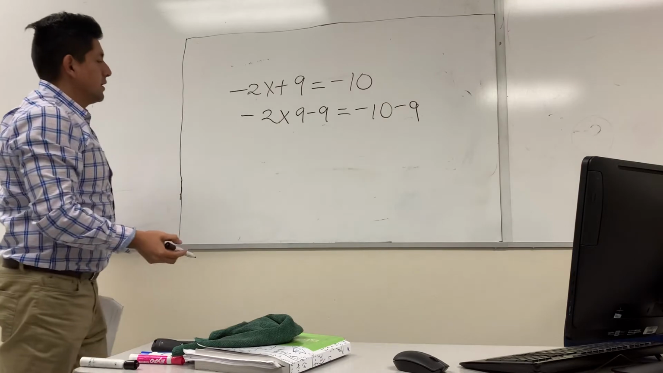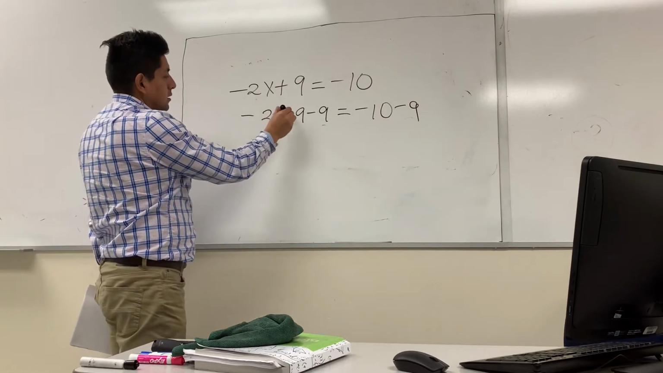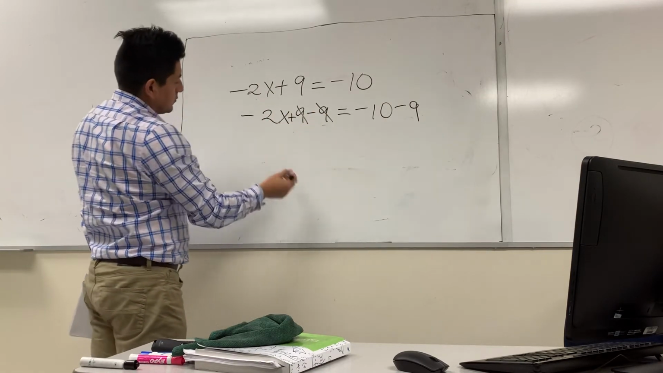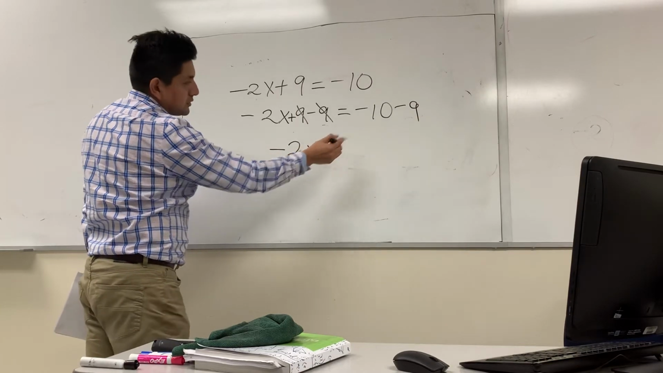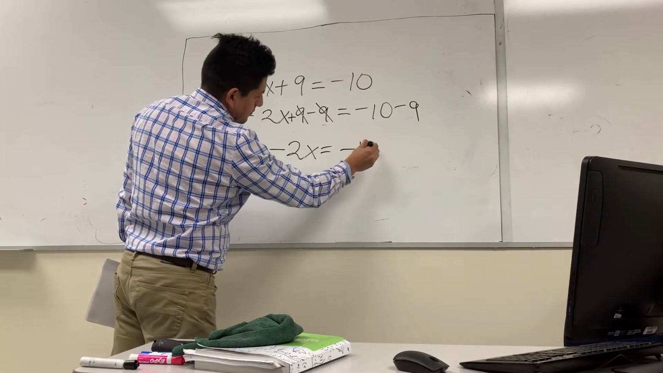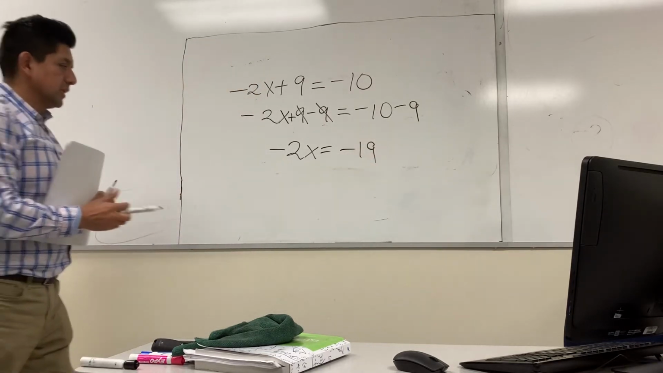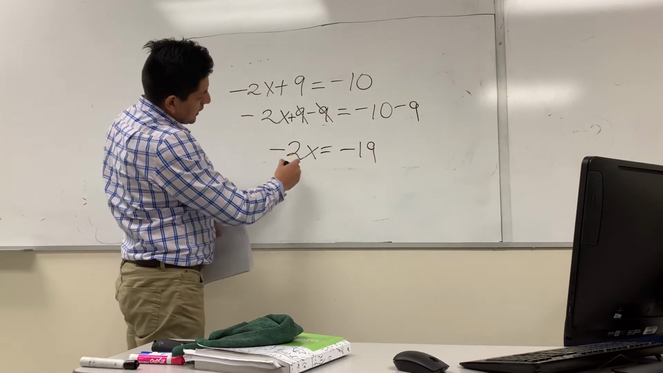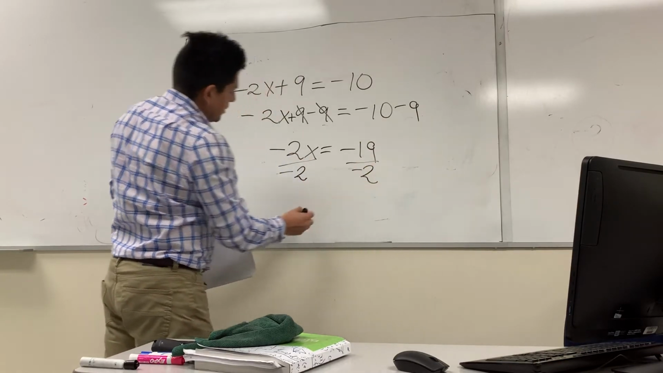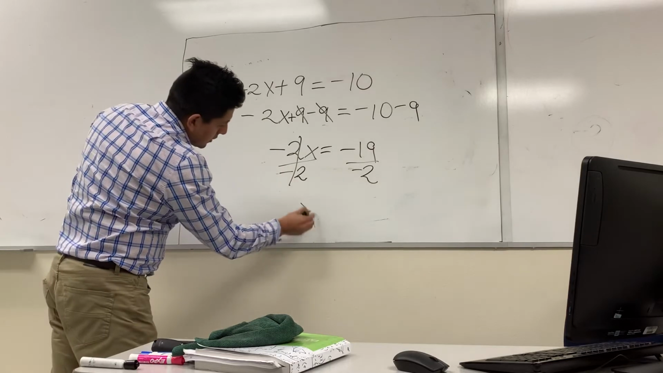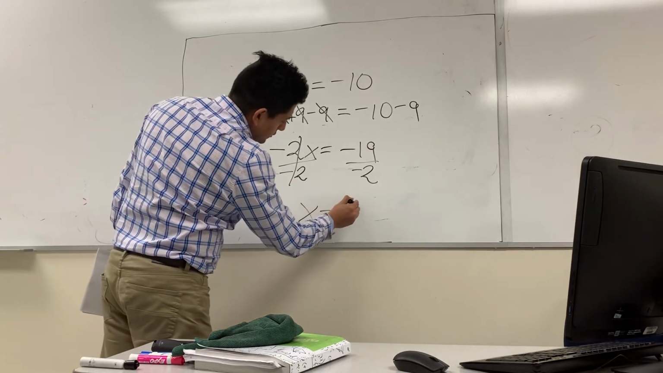Then 9 and -9 go away. I'm left with -2x equals -19 on the other side. Finally, I'm trying to isolate x, so I'm going to divide by -2 on both sides. They cancel out. x is equal to 19 over 2.